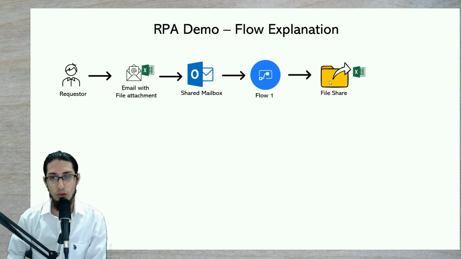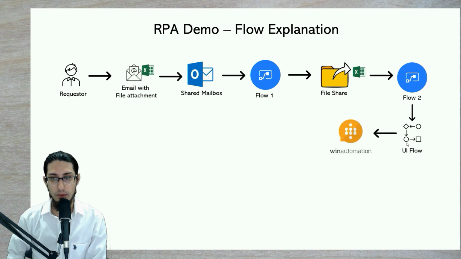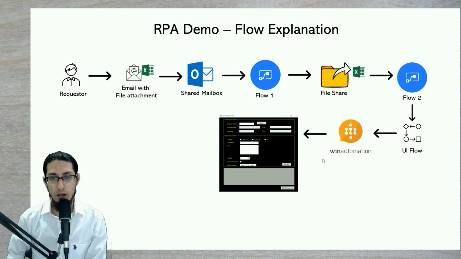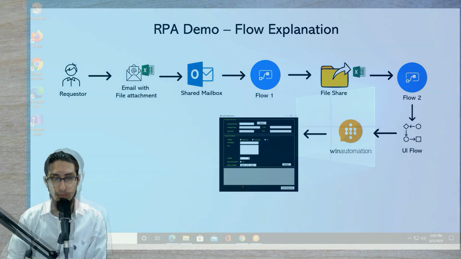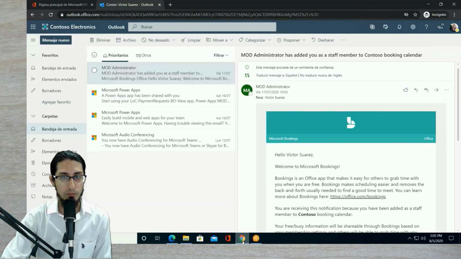Immediately, a second flow will execute. This second flow will get the data from the Excel file and will execute a UI flow, which at the same time will execute a WinAutomation process. This WinAutomation process will launch a legacy application and will extract the data from the Excel file and submit it to a legacy application. Okay, so let's start with the demo.